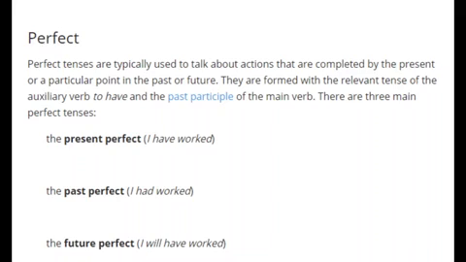They are formed with the relevant tenses of the auxiliary verb. Auxiliary verb means helping verbs. To have, and the past participle of the main verb. There are three main perfect tenses.